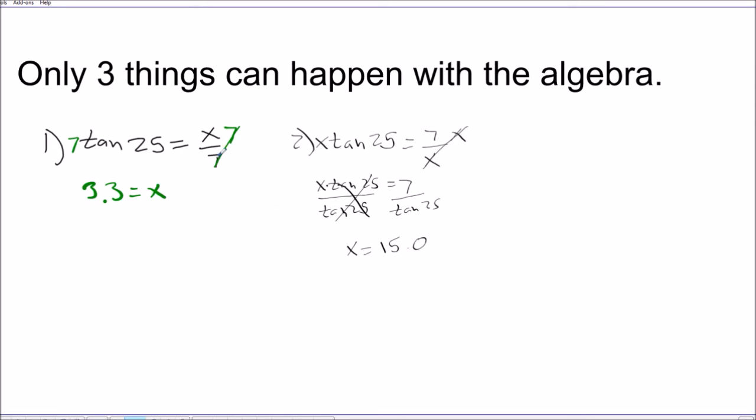So those are the first 2 things that can happen. Your variable can be on the top. Your variable can be on the bottom. There is one more thing that can happen. Like I said, there's only 3 things that ever happen in a tangent problem.